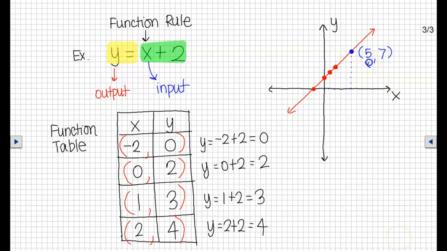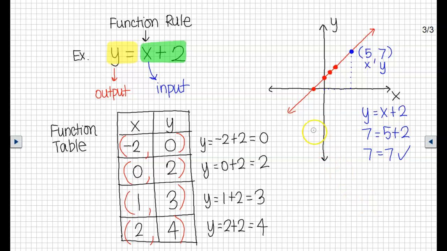So notice that has an input of 5 connected to an output of 7. Well, if I use my function rule, which was y equals x plus 2, the y is 7, the x is 5, so that says that 7 is equal to 5 plus 2. Well, what is 5 plus 2? 5 plus 2 is 7. 7 is equal to 7. So notice that that ordered pair fits what this function rule says it's going to do.